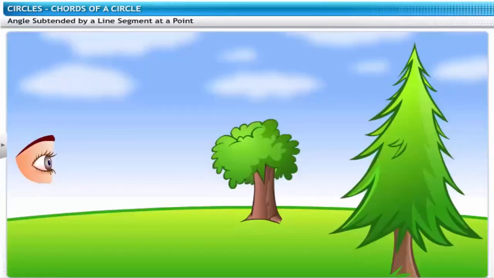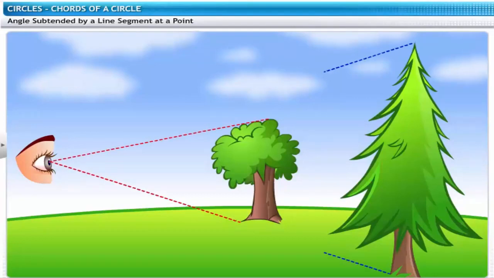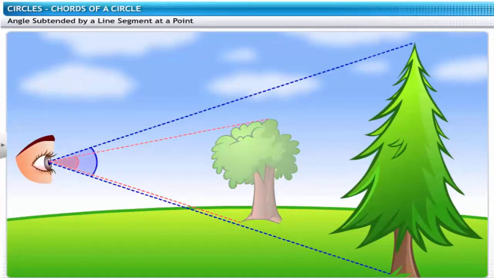Do you know how we perceive sizes of different things that we see? How do we decide whether an object is larger, smaller, or equal in size to another object? This depends on the angle subtended by an object to an eye. The object that subtends a larger angle to our eye appears larger in size. If two objects subtend equal angles to our eye, they appear equal in size.